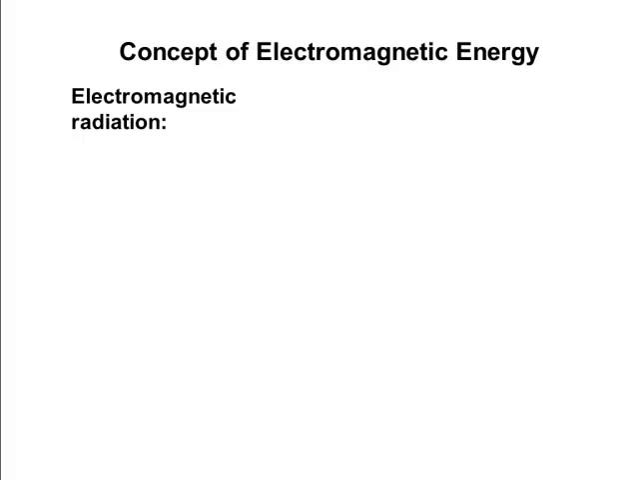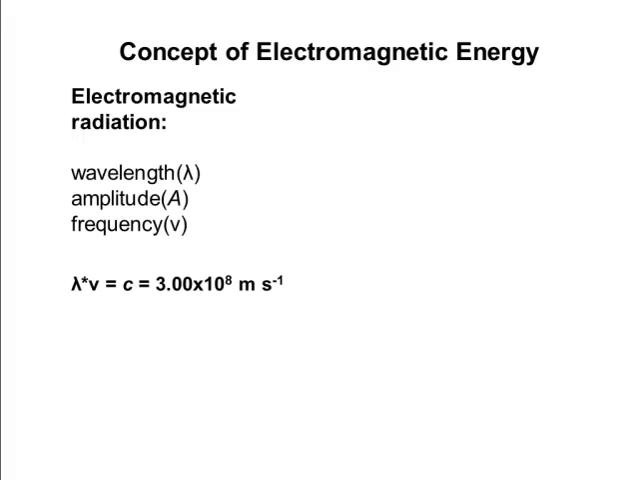Now, let's think about electromagnetic radiation along with this concept of color. Remember, we've got that wavelength, amplitude, frequency. We're going to focus mainly on wavelength and frequency. Amplitude is just going to be how bright a light is. All right, and wavelength times frequency is going to be equal to c. Keep that in mind. That's a very important equation you're going to need to know.